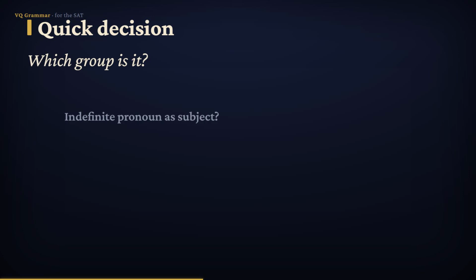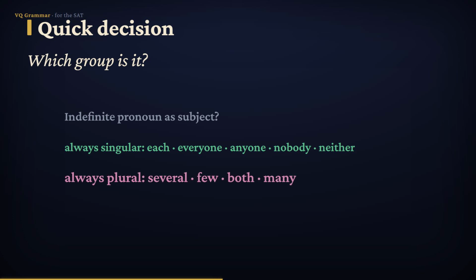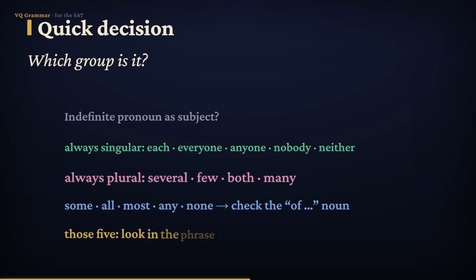Let's make it a quick decision. If the pronoun is an always singular one, like each, everyone, anyone, or neither, use a singular verb. If it's always plural, several, few, both, or many, use a plural verb. And if it's one of the five, some, all, most, any, or none, look at the noun in the of phrase and match that. So for those five, you look inside the phrase. For every other indefinite pronoun, you ignore it.